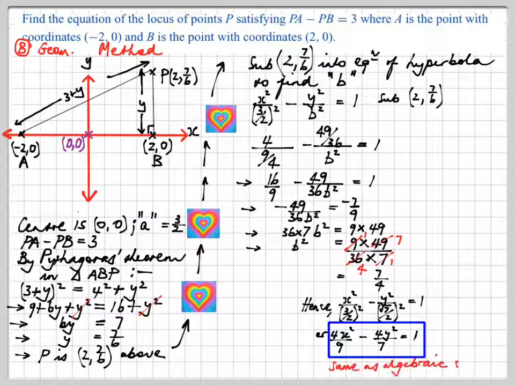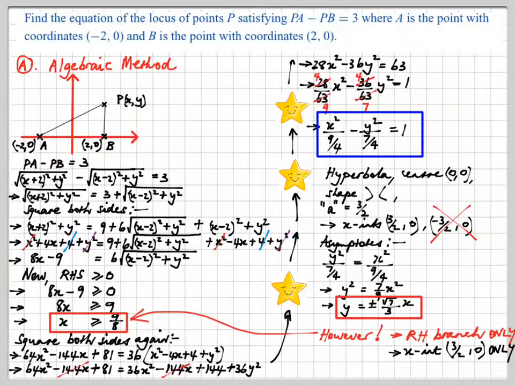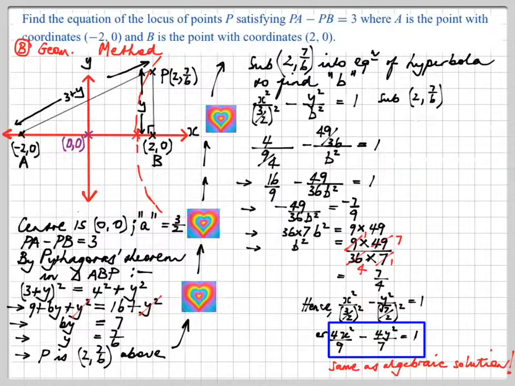Now, I've gone to all the trouble of this, and yes, it is the same as the algebraic solution. I think I've just shown you a shape up there on the diagram, and it's excellent. So that's how to do it the geometrical way, which I think is a lot easier than that. Let's go back to where we were.